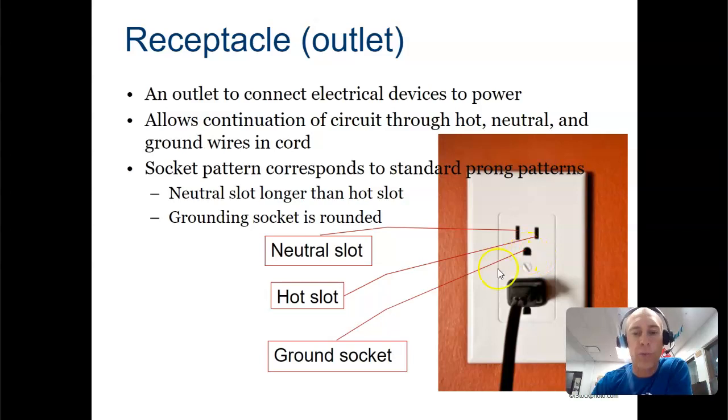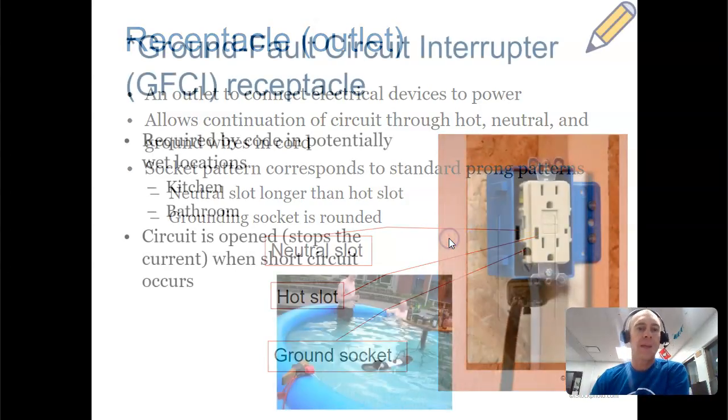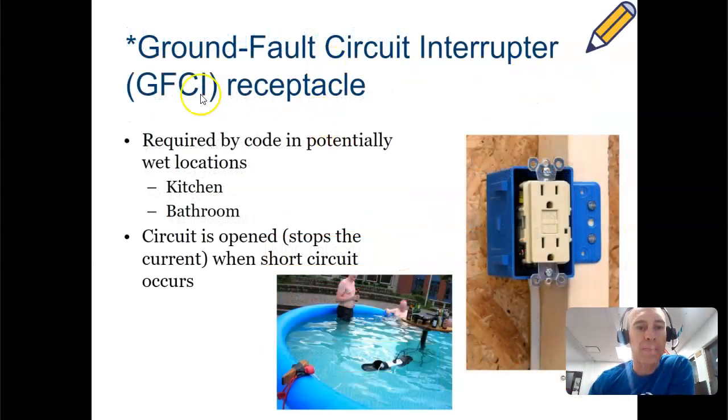And then the ground, that neutral, that copper wire, or sometimes it's green, is this bottom plug down here. A ground fault circuit interrupter, a GFCI receptacle, is something that's required in wet locations. You have to have those in kitchens and bathrooms. And this is not actually a real photo. These people would be dead.